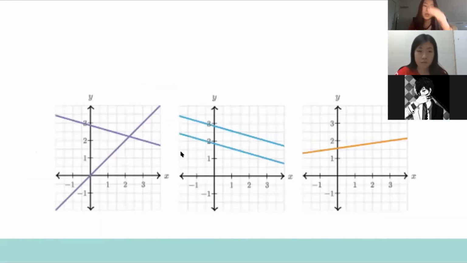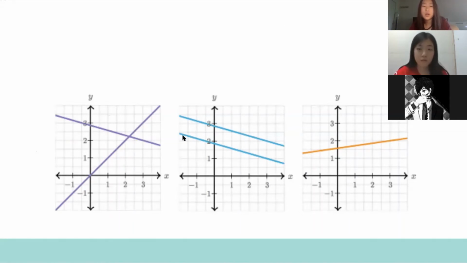Okay, so here are 3 different types of solutions you can get from a linear system. Do you know any of these, like what they are called? Okay, so I'll go over it.